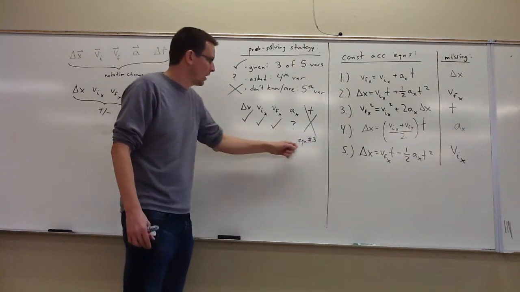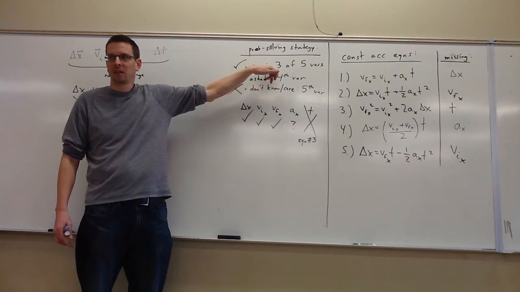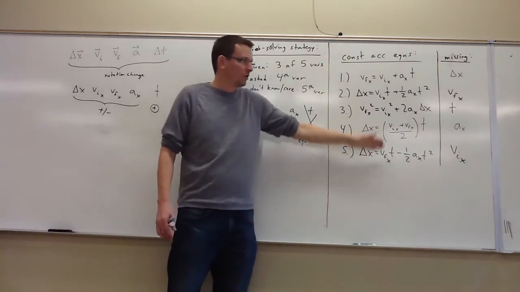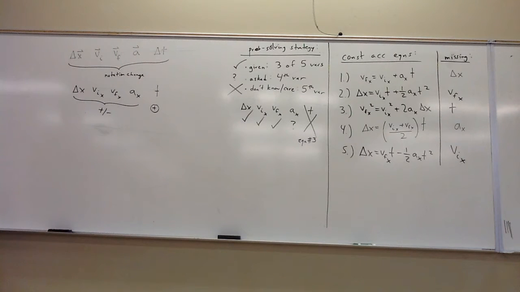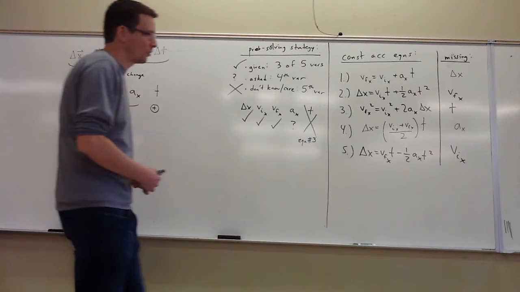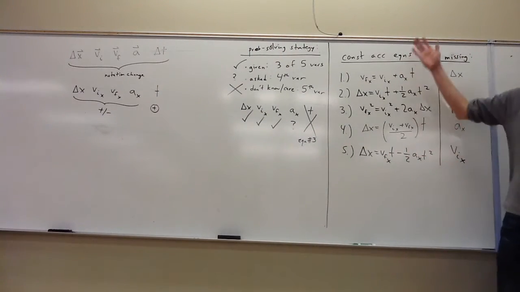But this strategy gives you the minimum amount. The minimum amount is 3. And with a single equation, you will be able to get your answer because you use the equation that doesn't have the thing that is missing. So there's no manipulation required. All the manipulation has already been done over here. Okay?